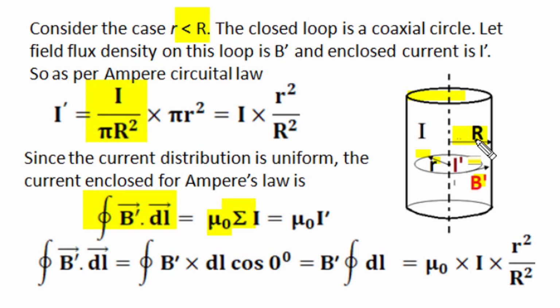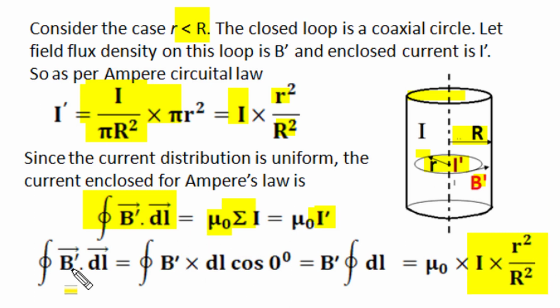So for radius R, cross section area is pi R square, and the current density is I upon pi R square. For this circular cross section of area pi small r square, the enclosed current I dash will become the total current multiplied by the radius of the internal circular loop small r squared divided by R square, where capital R is the radius of the cylindrical conductor. So in this expression we can substitute I dash as I times r square by capital R square.